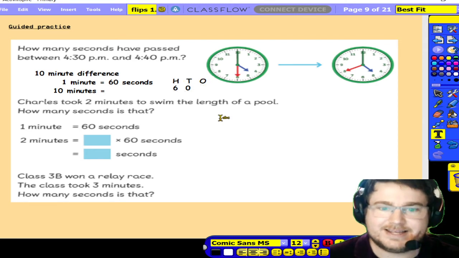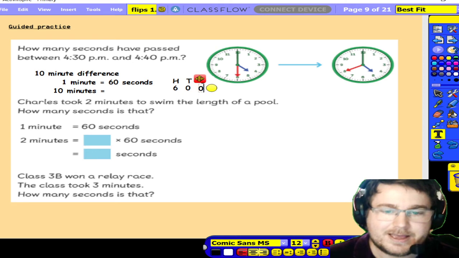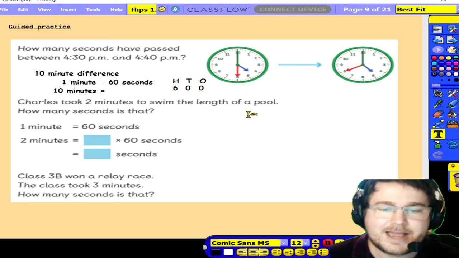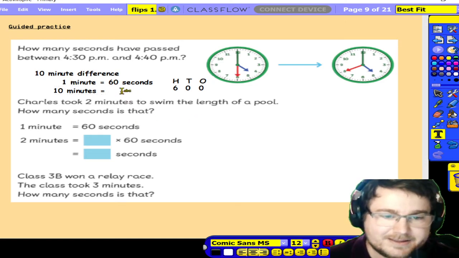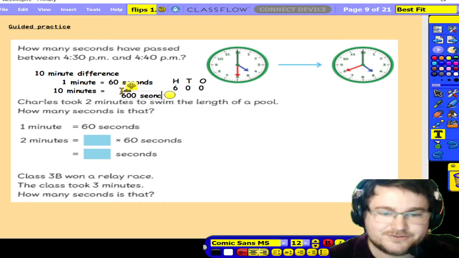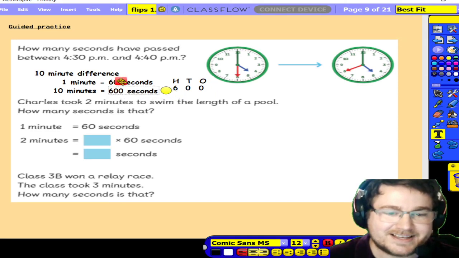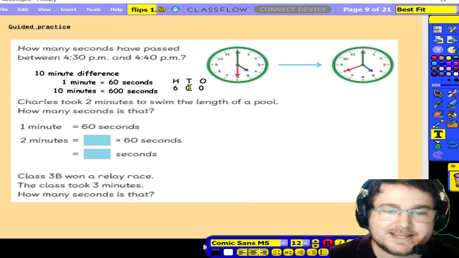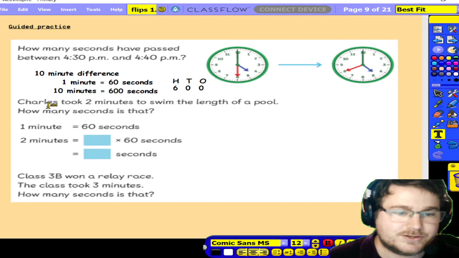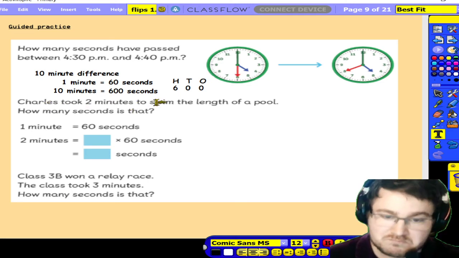But look, I can't just leave that. We're missing a place value holder of 0. And there we are. 60 seconds times by 10 would be 600 seconds. And that's how we work that out. Not just for time, but when we times by 10 anyway, that's the approach we always use.